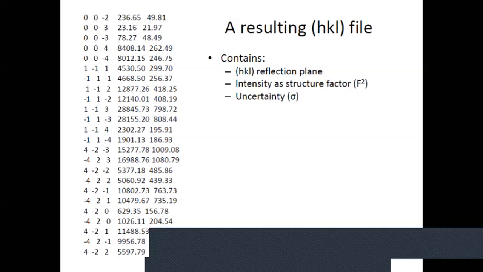In addition to this file, you'll need to know the lattice parameters and the proposed atomic types in your crystal. So you've got to know which atom types are going to be found in your structure. Once you have all three of those pieces of information, you can start solving the crystal structure.